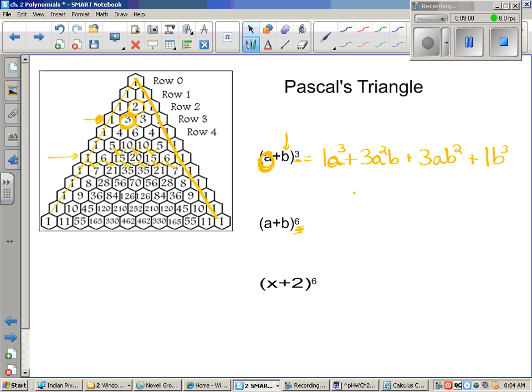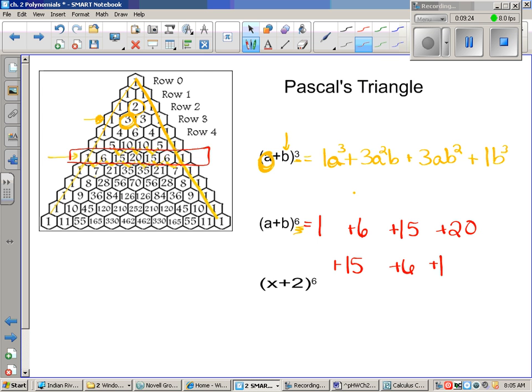So let me show you to the 6th power. Different color here. All right. Looking at this row with the 6, I already know my coefficients are 1, 6, 15, 20, 15, 6, and 1. I'm going to write it below here. So all of these are my coefficients.